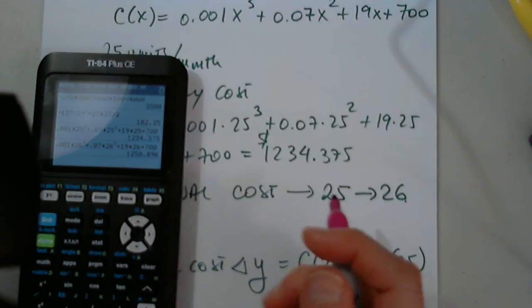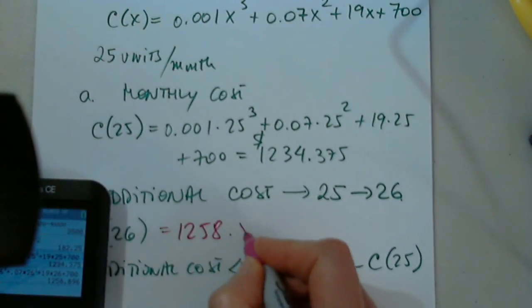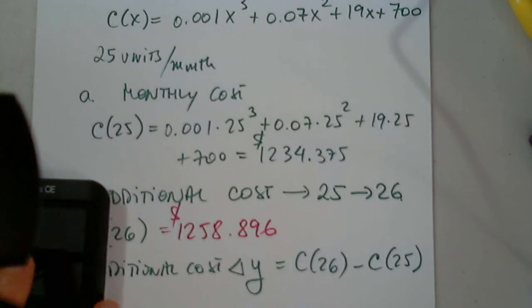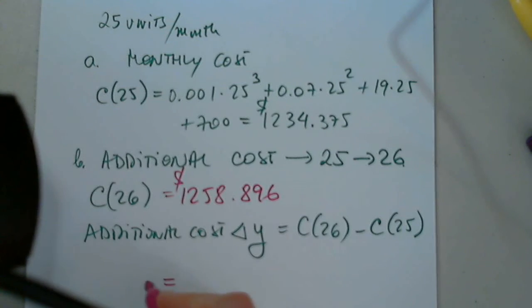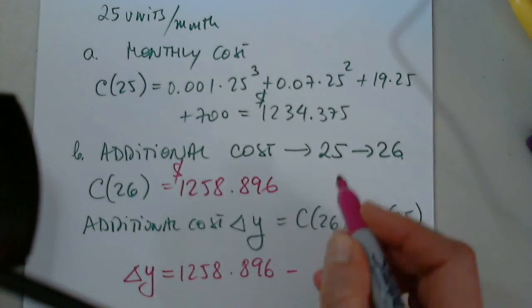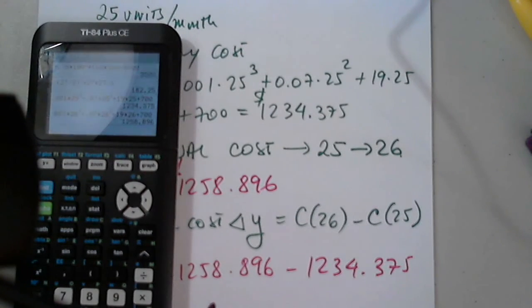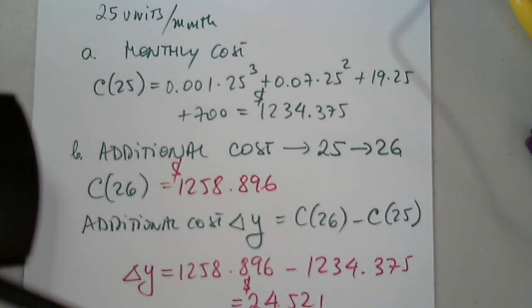That's it. So I got that the cost for 26 is 1258.896. And what is the additional cost? That's a piece of cake. Delta Y will be 1258.896 minus 1234.375. Since I already have it, I'll say minus 1234.375, and I get the answer, 24.521. That's the additional cost. That was part B.